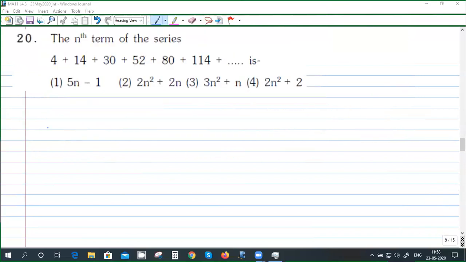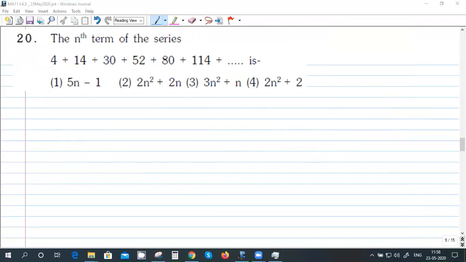Okay. This was an Allen sheet question. The nth term of the series 4 plus 14 plus 30. Bobby, did you try this one? No, sir. Right, here there is one interesting technique to learn. Unless you know that, you will not find the answer. First of all, look at the terms.